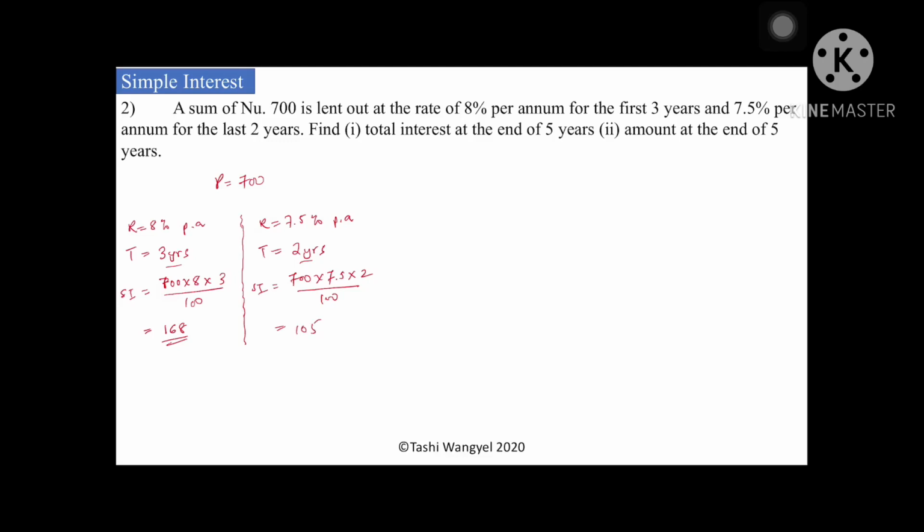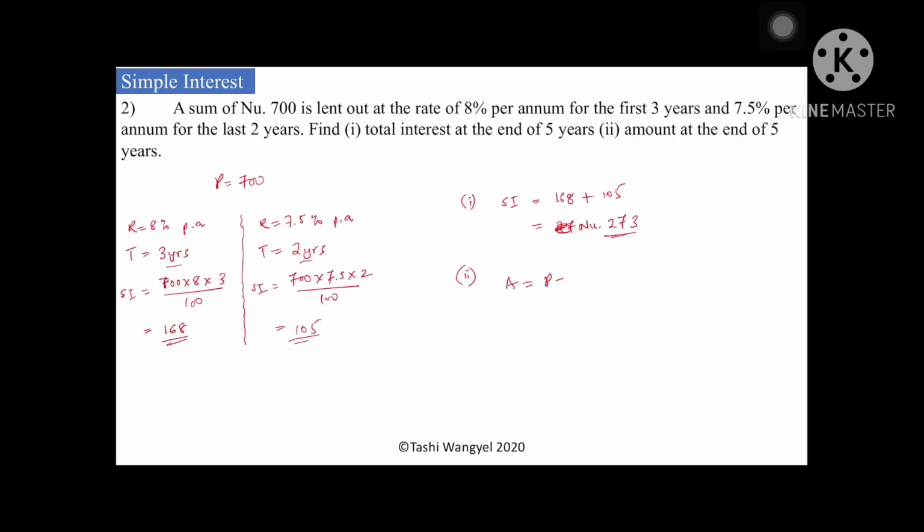Term 105. Then the first part, find total interest at the end of 5 years. The total interest: for the first 3 years it is 168, and for the last 2 years it is 105, so the total interest after 5 years is 273. The second part, find the amount at the end of 5 years.